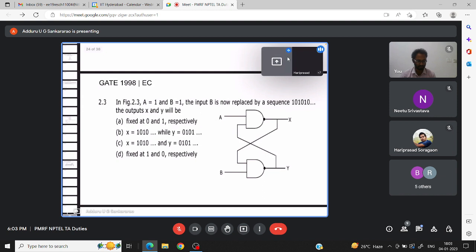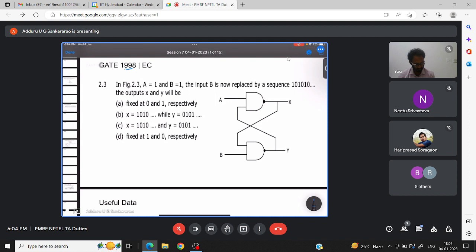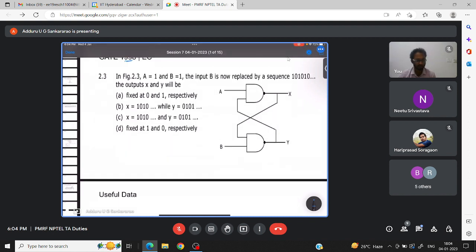I think this question was asked by some of you in the previous classes. This was given in GATE 1998 and ACE. This is from digital electronics. So this is kind of a latch, right? If you see this, this is a NAND latch.